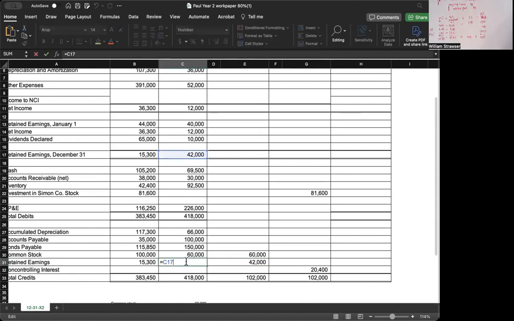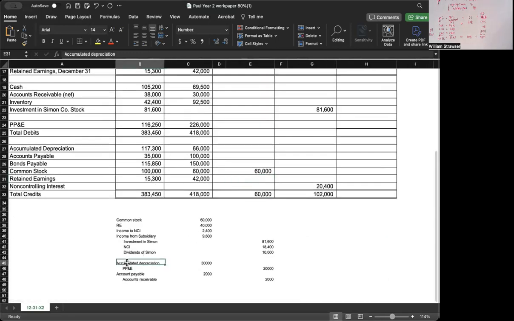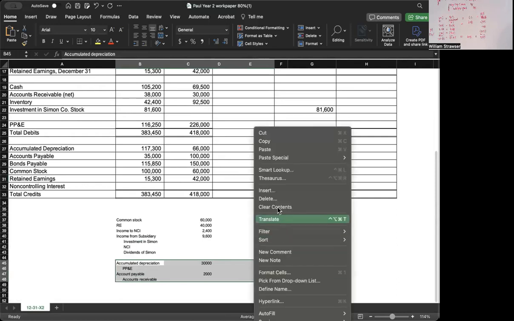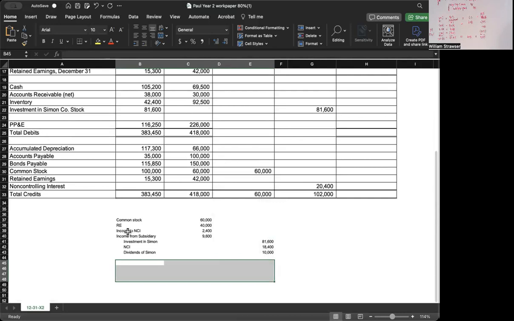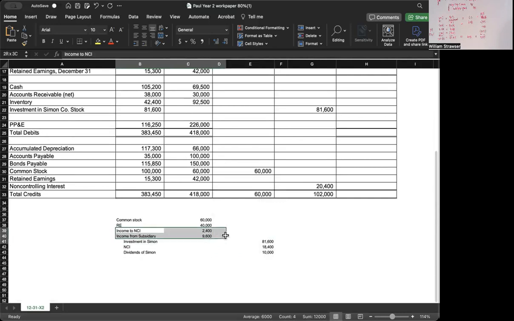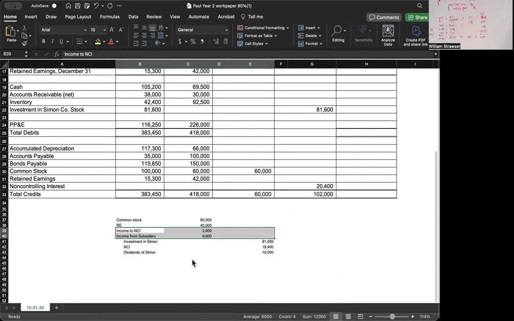What retained earnings is this? It is ending retained earnings. We do not do ending retained earnings. This is some work I did not delete. And this is some work I did not delete. So we will reconstruct this in a moment.